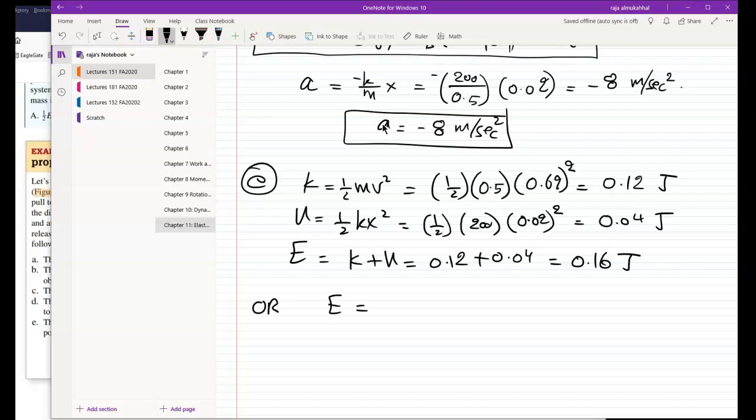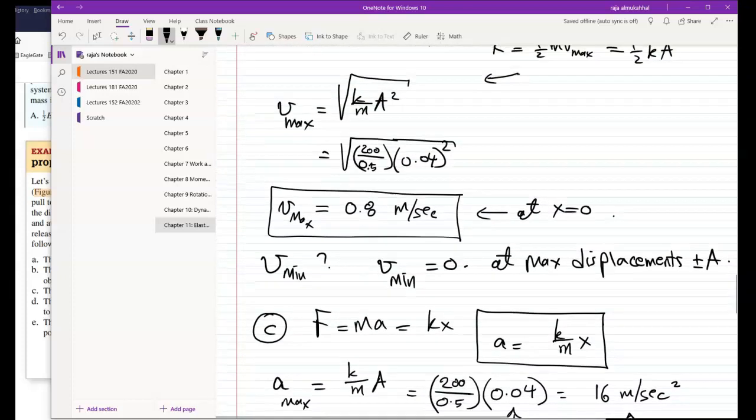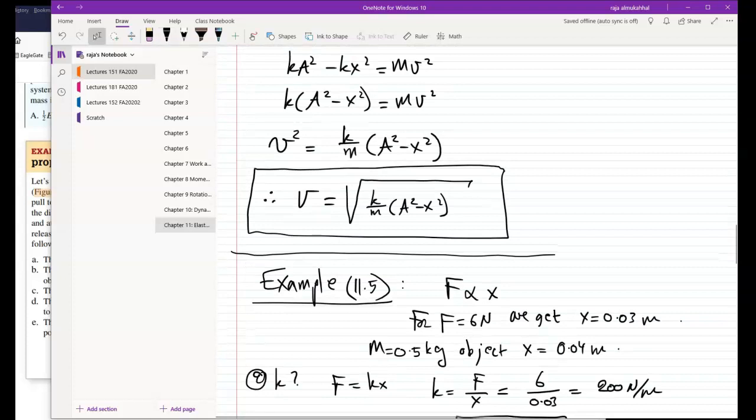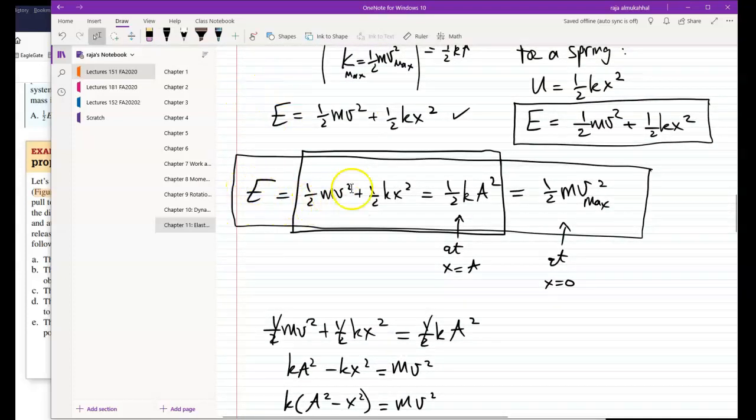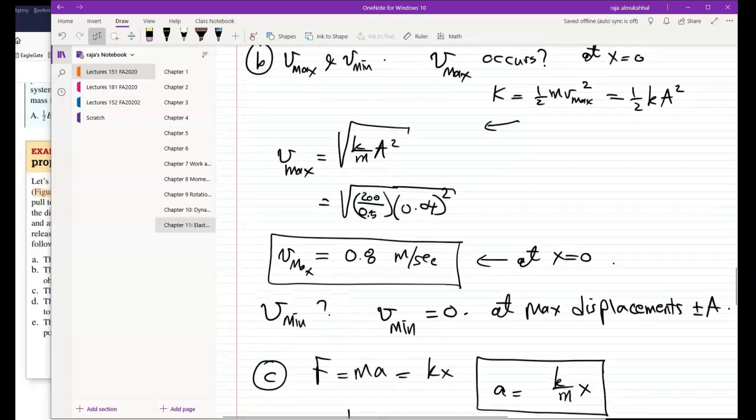Or, another way, remember, E is equal to what again? Here it is right here. Let me go back to that big boxed equation right there. Oops, one more. Right here. So total energy is kinetic plus potential, or I can use this one, or I can use this one, whichever. I'm going to use this one. We should get the same answer. So let's see if we get the same answer.